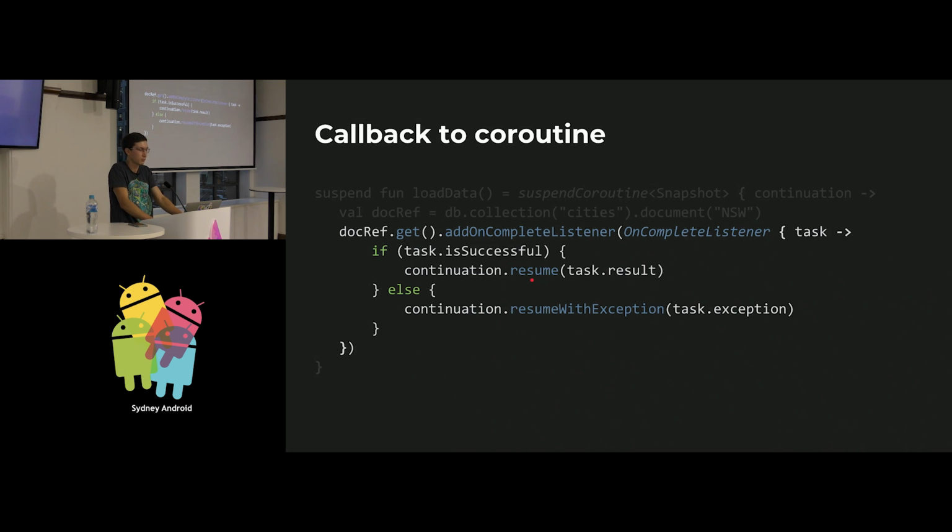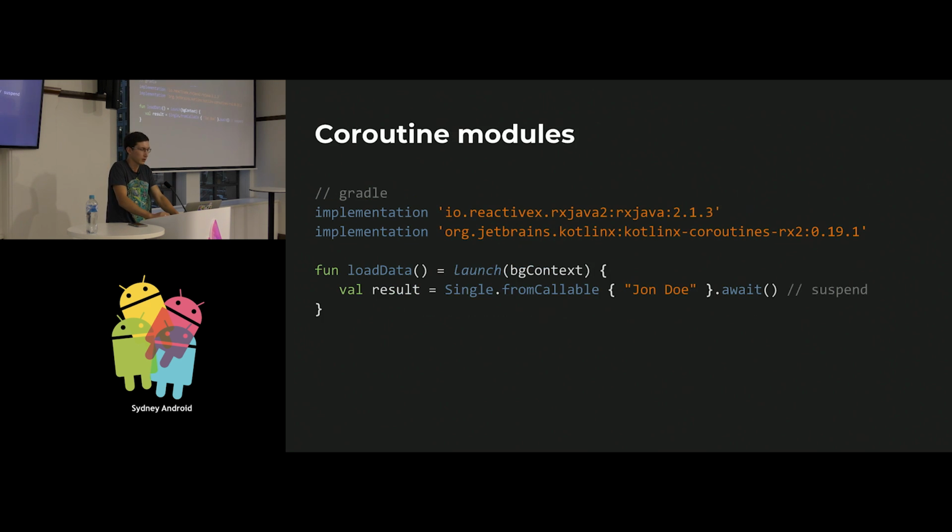So we have a resume function to provide a successful result, and we have resume with exception, basically to provide an error. So the whole code will look like this. So in this way, you can use your load data. It's a suspend function. You use your load data in your code and use it in a sequential style.